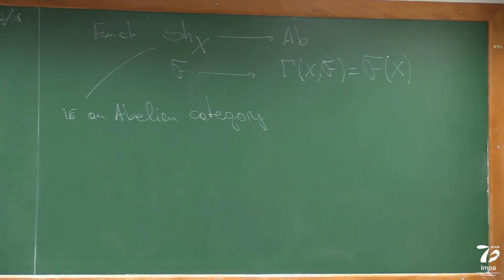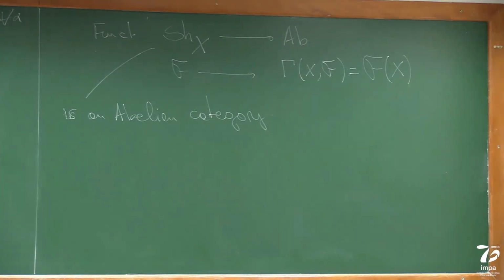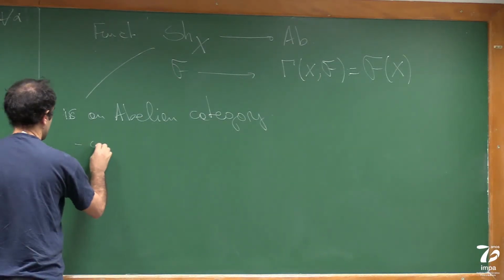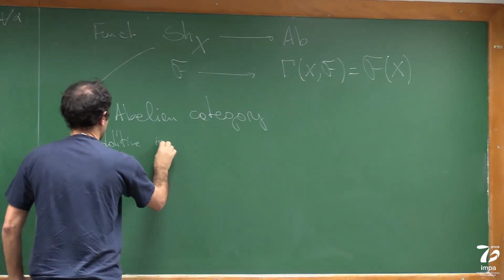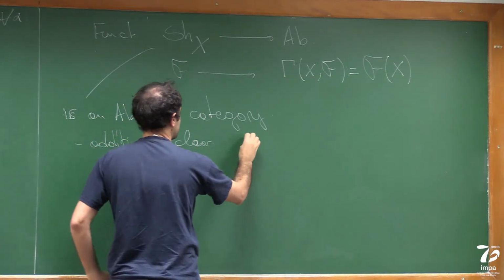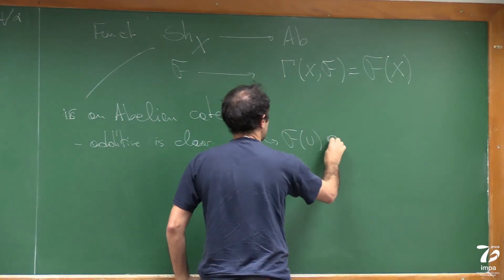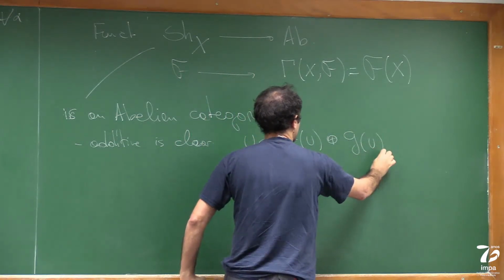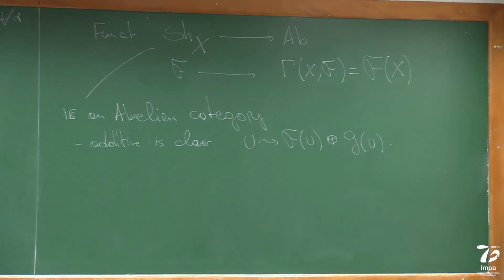The fact that it's additive is clear. Addition is just on each open: for each U, you take the sum of two of your sections. And this defines a sheaf. You can quickly check that that's a sheaf.